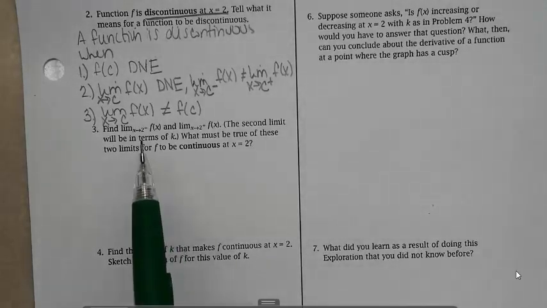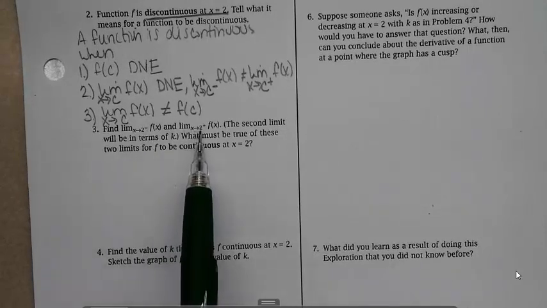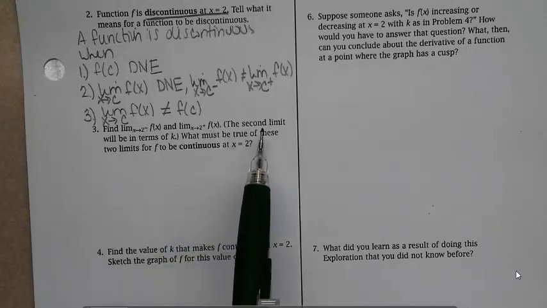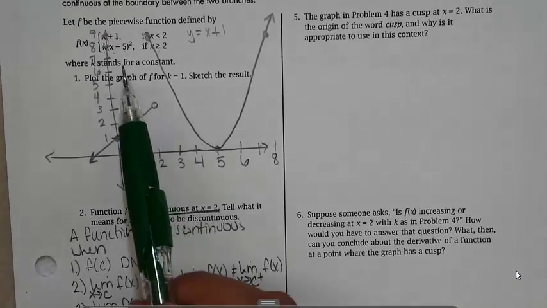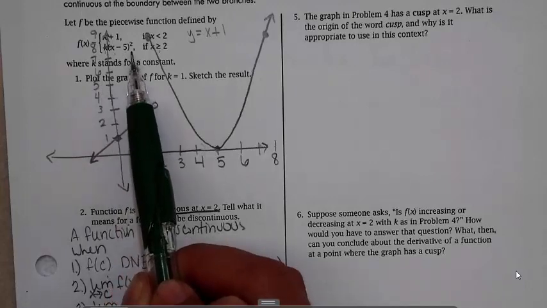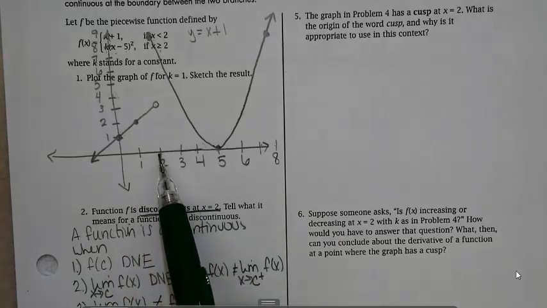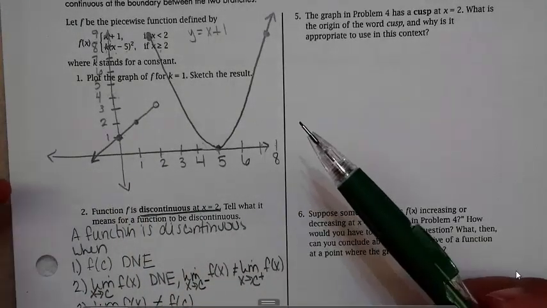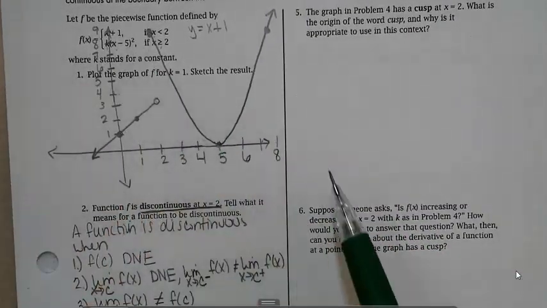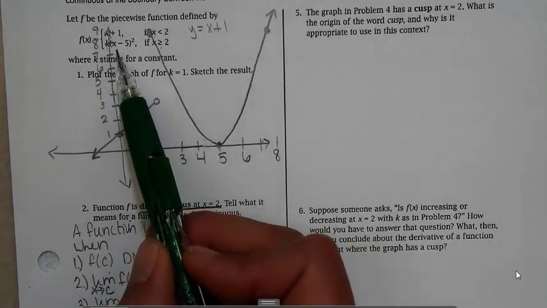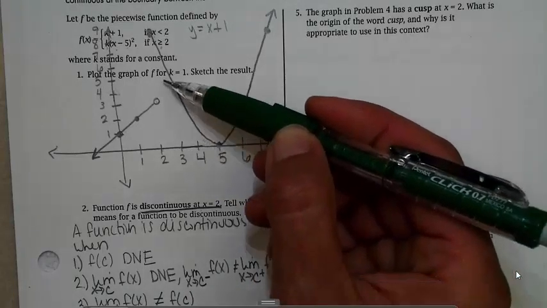All right, next we're going to find the limit as x goes to 2 from the left and the limit as x goes to 2 from the right. The second limit will be in terms of k, because remember, in our original problem, there is a k being multiplied to the second piece. The first piece is when x is less than 2, so it's everything to the left of 2. This means I am approaching 2 from the left, so I'm going to use that first piece. For the second piece, the limit as x approaches 2 from the right, that's this piece, because I'm coming to 2 from the right. What's my output going to be?